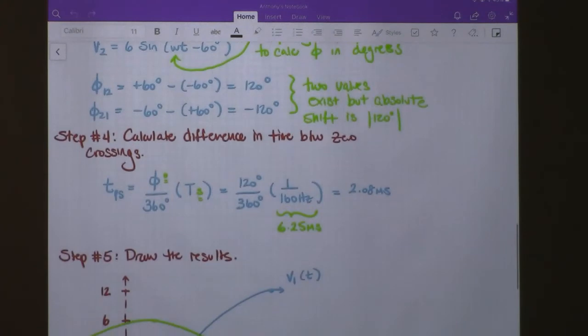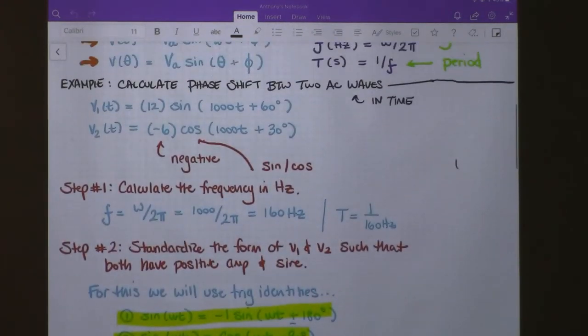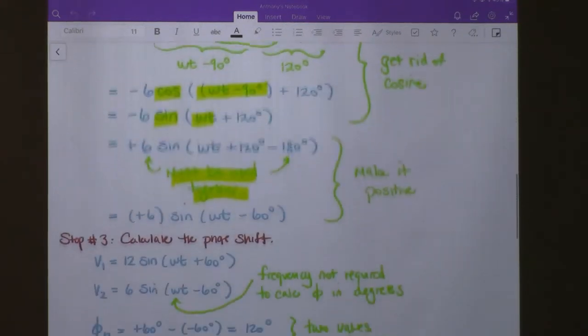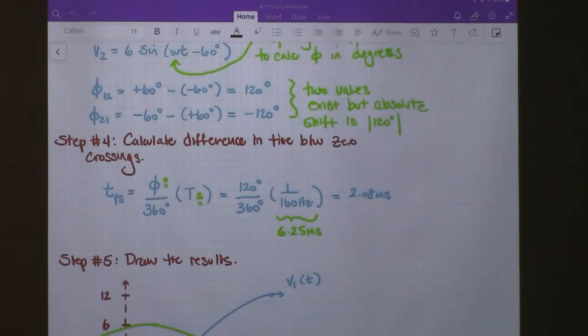I would say that it's bad form to ever write a sine wave with a negative amplitude. Generally, we consider amplitude to always be positive. So if you have a negative value, I would go ahead and do the 180-degree shift and make that value positive. And so what we came up with was this difference of 120 degrees between the two phases, between the zero crossings, yes? Okay, well then let's pick up from there.